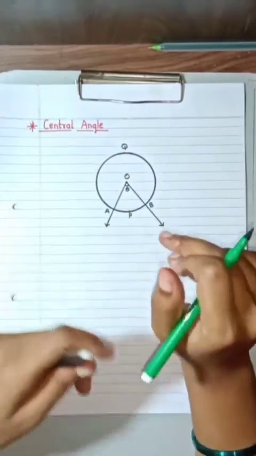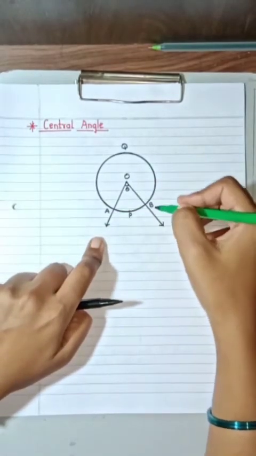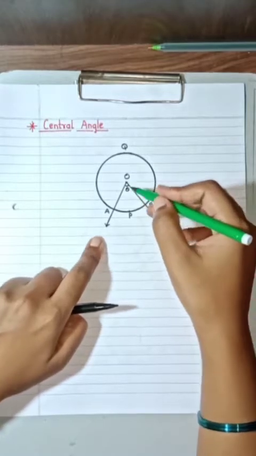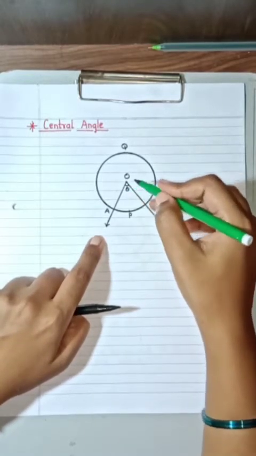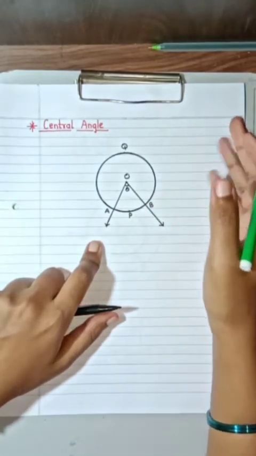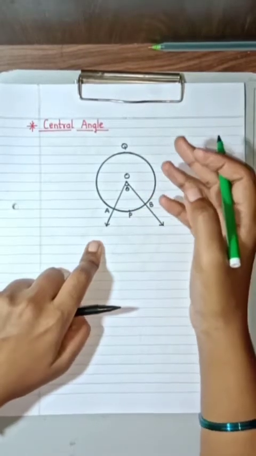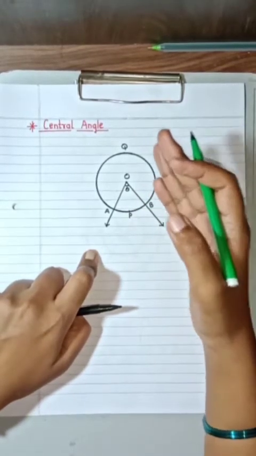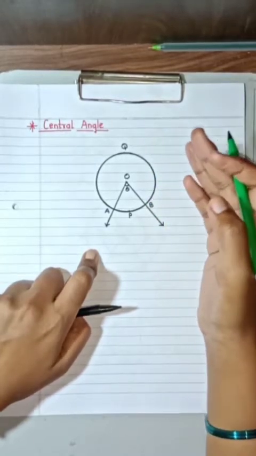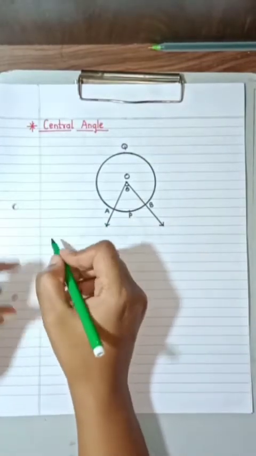Now children, what is central angle? Now you can see here angle AOB, whose vertex is on the center. The angle whose vertex is on the center is called a central angle. Or you can also say that when the angle has a vertex on the center, it is called a central angle.